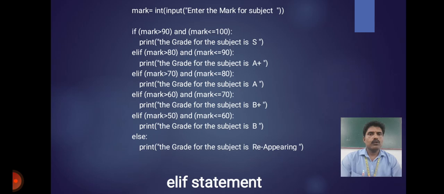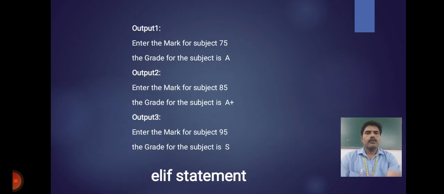Similarly, we use elif statements for the next four mark ranges, and the last statement runs when the grade for the subject is reappear. If you enter anything below 50 marks, it prints reappear. With 75 marks, the A grade is the output, with 85 marks A plus, and with 95 marks the S grade.